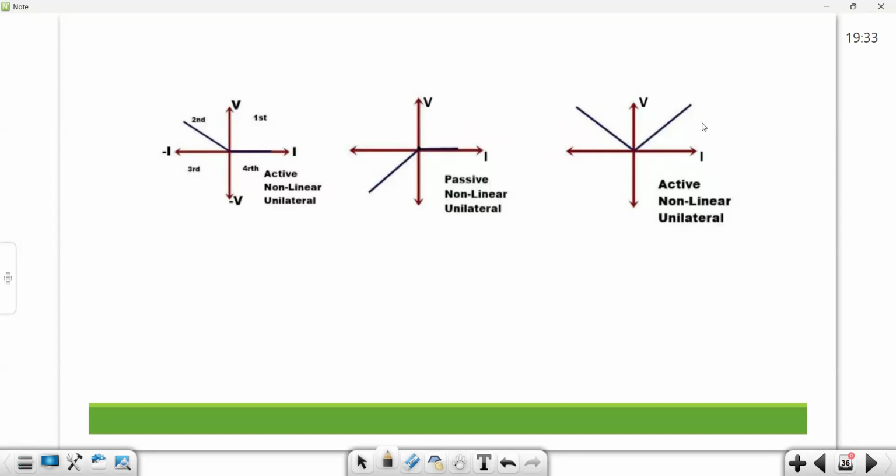You can tell it is passive, right? But here, if the slope is less than 0, then we will directly tell it is an active element. If the characteristic lies in both active and passive regions, then we will keep calling it an active element only. Clear? These are the best examples.